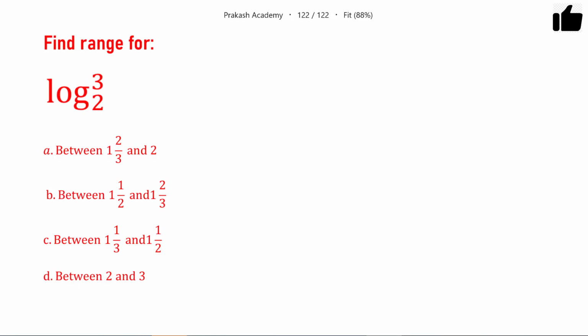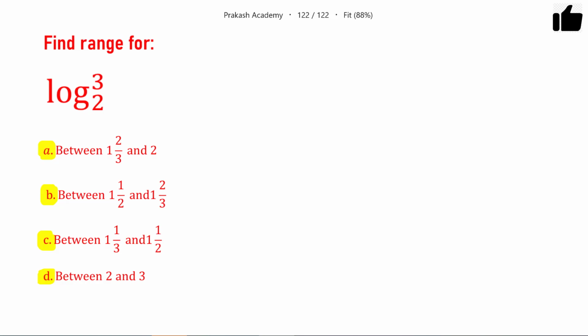Hello friends, in this problem you have to find the range for a number that is log of 3 on base of 2, and four options are given. You have to choose the one option that is the correct option. Now how will you find this range, that is, the lower bound and upper bound?